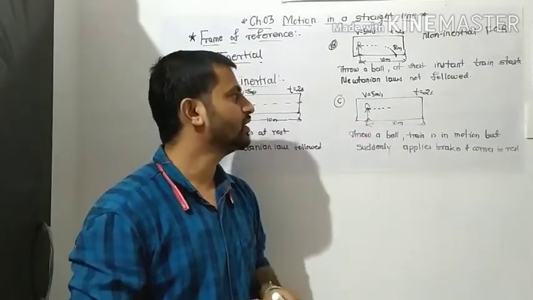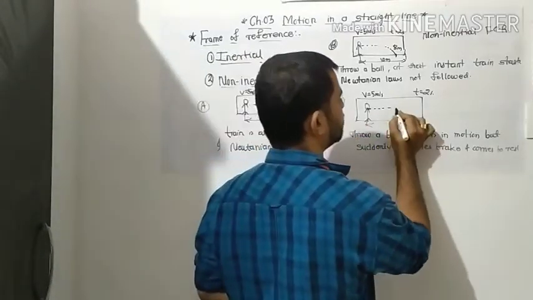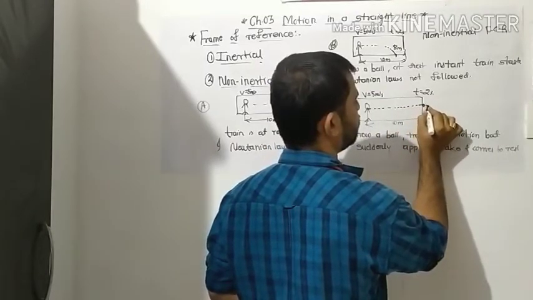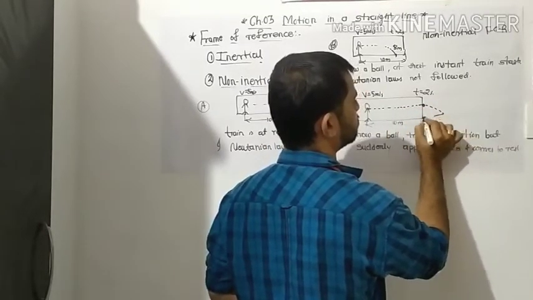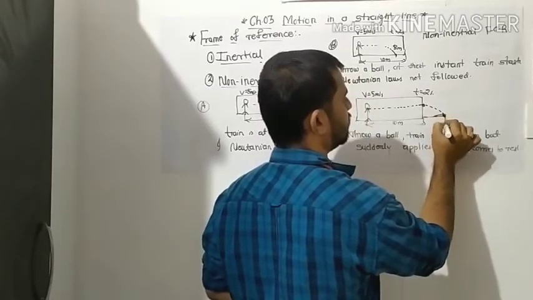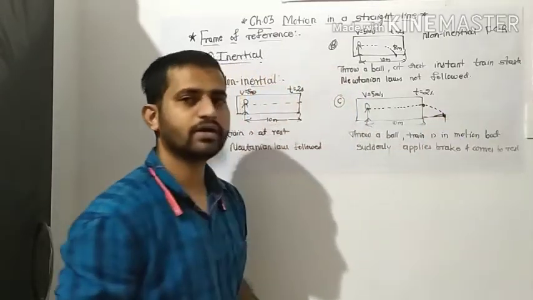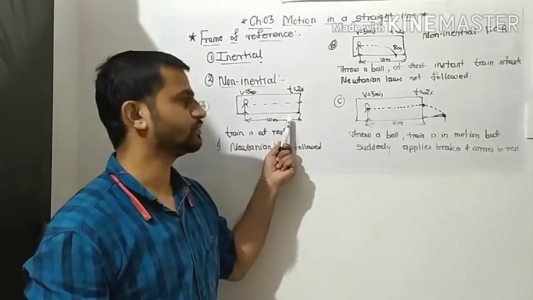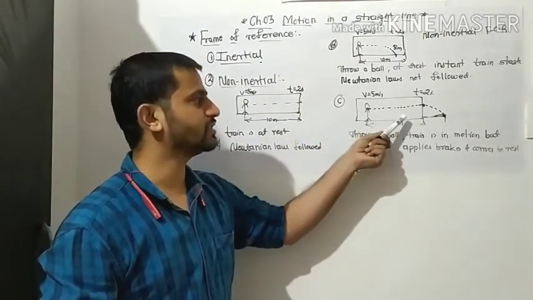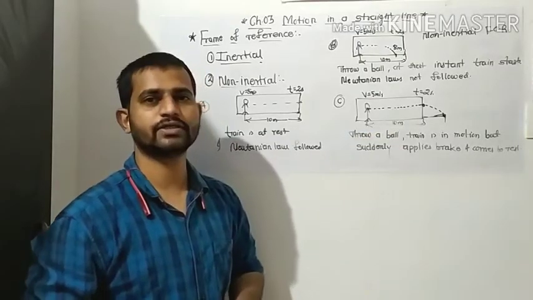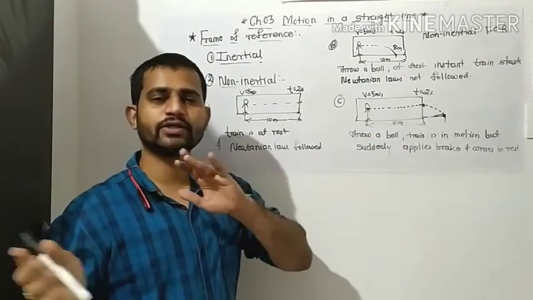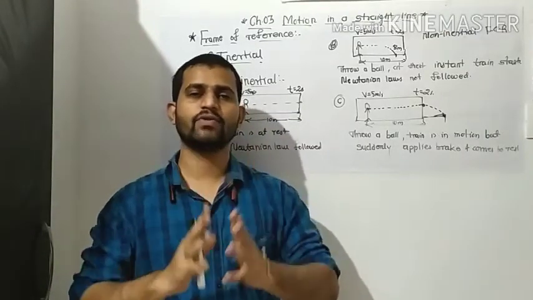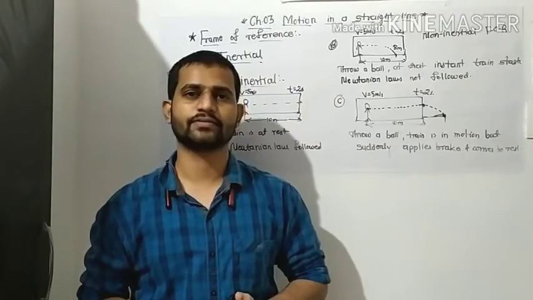Within 2 seconds, the ball will get up to this point, and it can go up to this point also. It is possible to cover a larger distance than this 10 meter distance also, because whatever the speed of the train, that speed will get acquired by this ball due to its inertia.